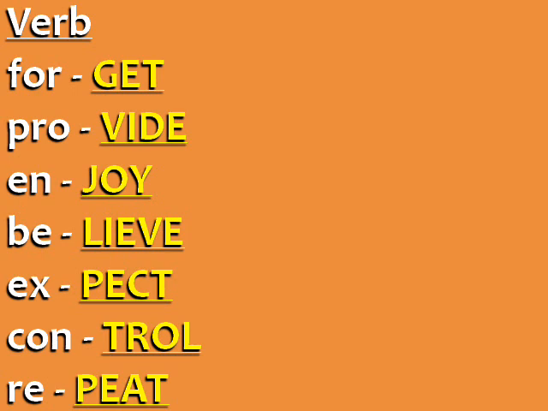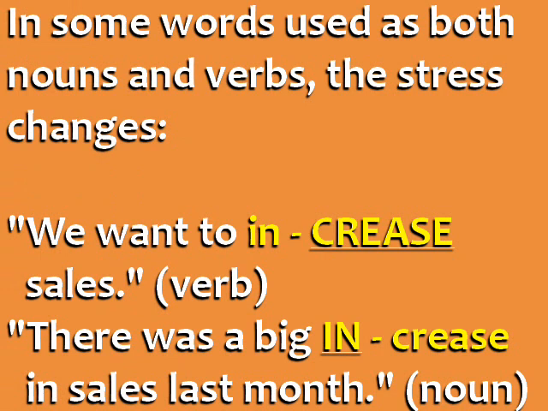Of course, there are many exceptions to this trend. In some words that are used as both nouns and verbs, the word stress changes. When it's used as a noun, you stress the first syllable. When it is used as a verb, you stress the second syllable. For example, we want to increase sales. The word increase is the verb. There was a big increase in sales last month. In this case, the word increase is a noun.